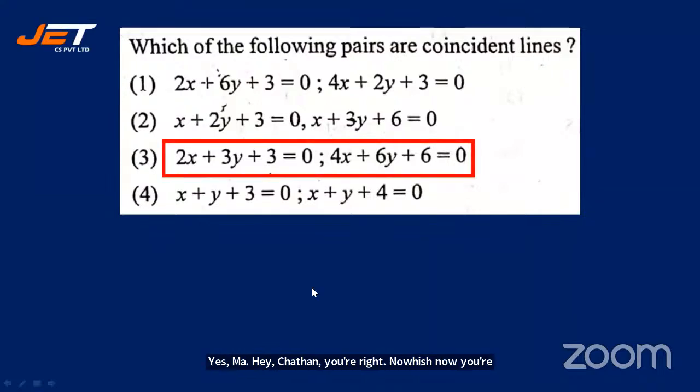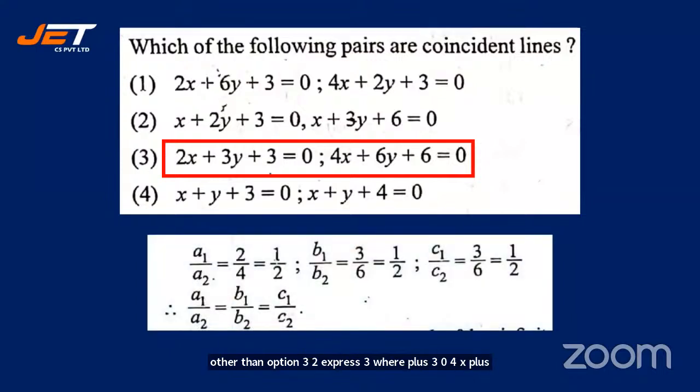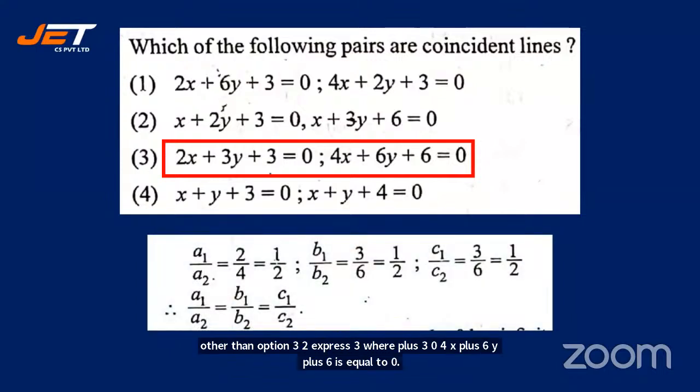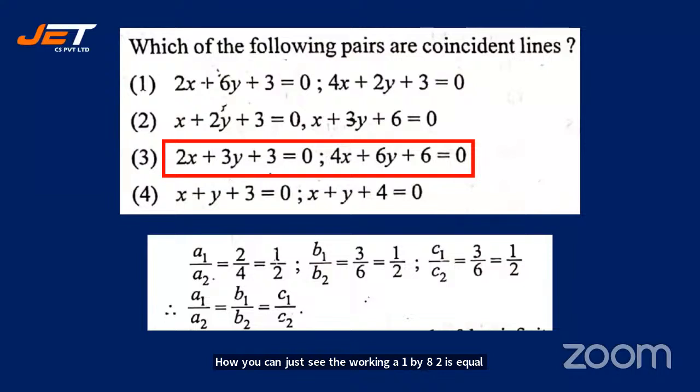It is none other than option 3: 2x plus 3y plus 3 is 0, 4x plus 6y plus 6 is equal to 0. How? You can just see the working. A1 by A2 is equal to 2 by 4, B1 by B2 is 3 by 6, C1 by C2 is 3 by 6. So therefore, A1 by A2 is equal to B1 by B2 is equal to C1 by C2.